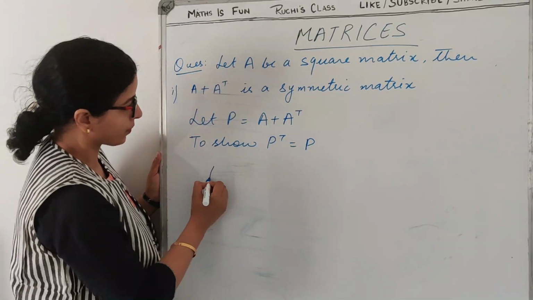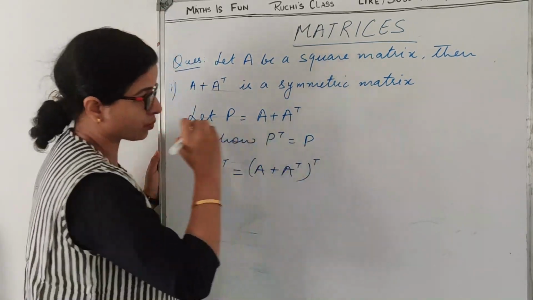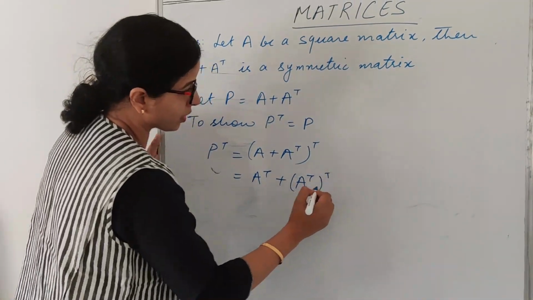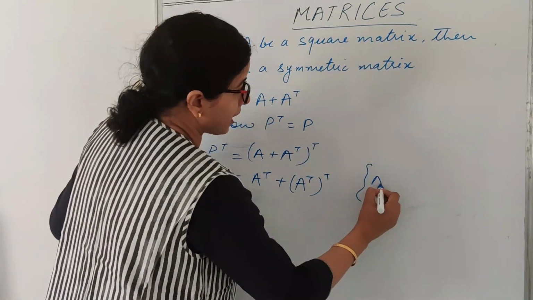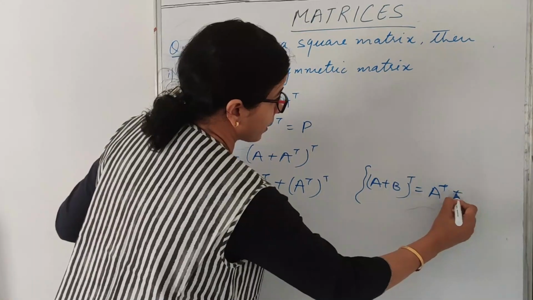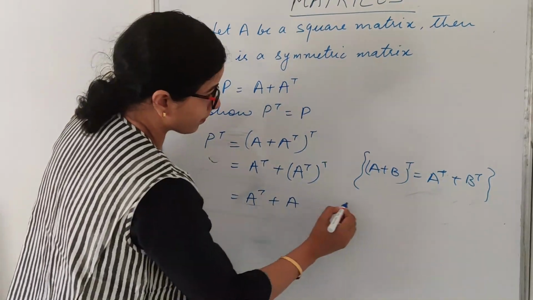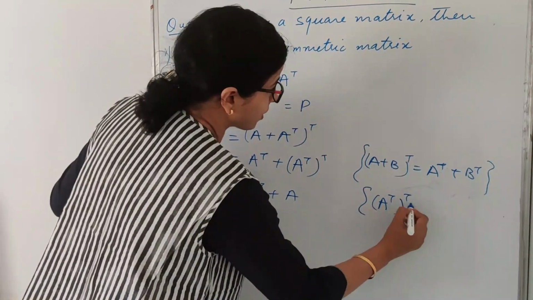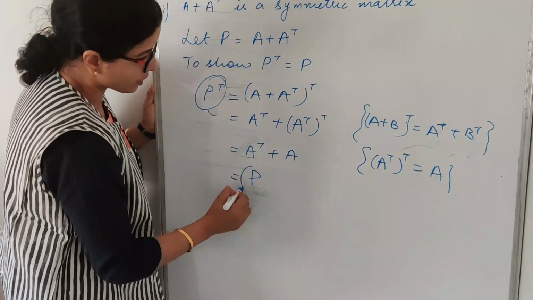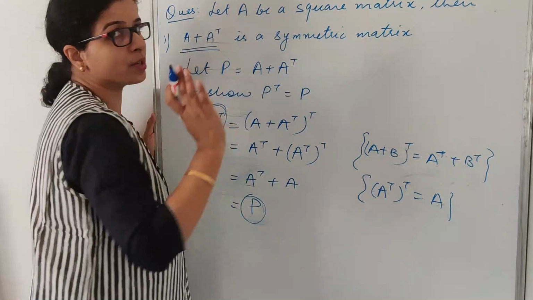Now P transpose is equal to A plus A transpose whole transpose, which is equal to A transpose plus A transpose whole transpose. This is the property, right? We have read that A plus B transpose is equal to A transpose plus B transpose. Now this will be A transpose plus A. This also we have read, the transpose property: A transpose transpose is equal to A. So which is nothing but equal to P. So P transpose becomes equal to P. It means A plus A transpose is a symmetric matrix.